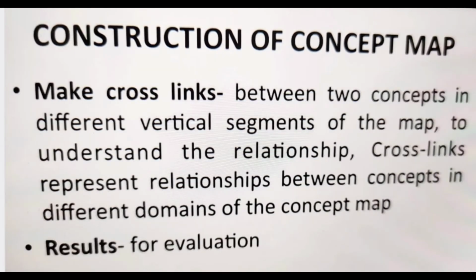Now let us see what is the next step. Here we have to make the cross links in the form of arrows between two concepts in different vertical segments of the map. To understand the relationship between the sub concepts, we are drawing the arrows and we are writing nouns, adjectives or symbol words.